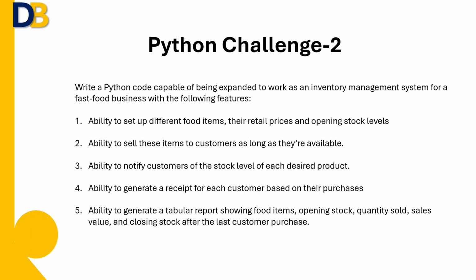So the features we would like to see in such a code are as follows. One, you should be able to create different food items that you sell and then indicate their retail prices and their opening stock level, since we are more interested in inventory management. So we want to know how many items you are starting your day with. Give us a list of the items, their retail prices, and their opening stock levels.